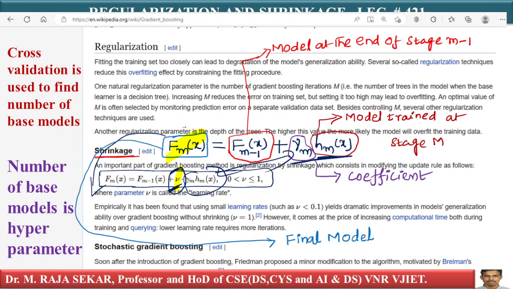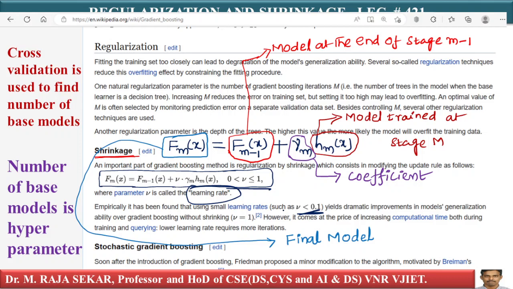What is this nu? Nu is called the learning rate. And remember, nu lies between 0 and 1. Typically, 0 less than nu less than or equal to 1. Roughly, nu can take 0.1. Of course, nu is also a hyperparameter here.